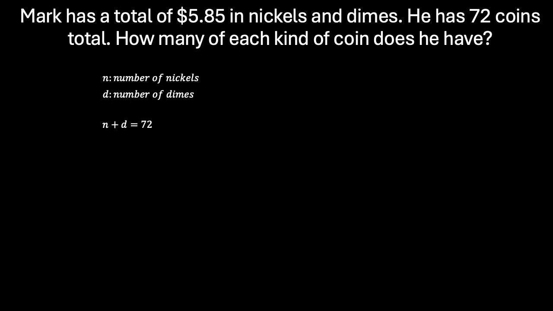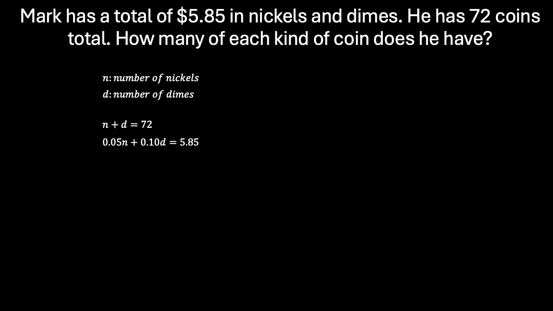The other piece of information that we have is that he has a total of $5.85. So what we can do is take n, the number of nickels, and multiply that by the value of just one nickel, which is 5 cents, or in decimals, it's 0.05. And then we can add that to d, the number of dimes, times the value of just one dime, which is 10 cents, or 0.10, and that should equal $5.85 total.